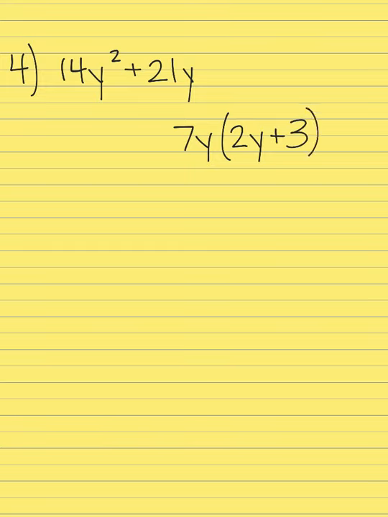Remember, the best thing to do is to check your thinking by taking your answer and multiplying, which would give us 7 times 2 gives me 14. y times y is y squared. 7 times 3 is 21, and the extra y. And if we got the same answer that we started with, that's exactly what we wanted.